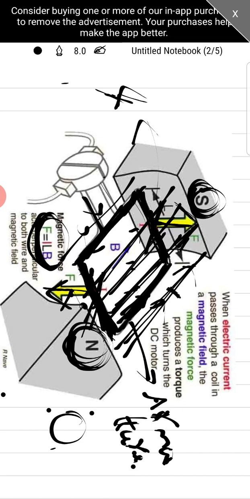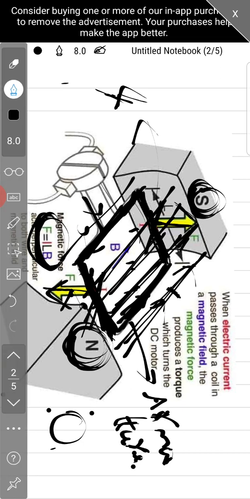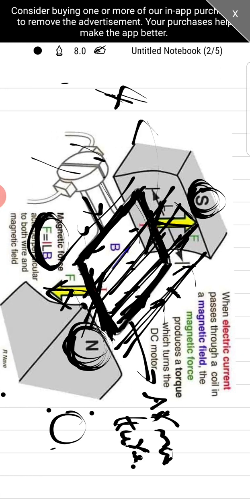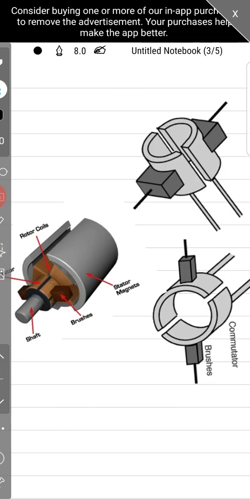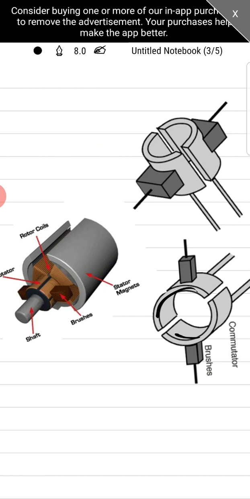Here we have one more important point, that is why we are going to use these rings here. These rings are called split rings. Why are we going to use these two split rings? Let us see. This is a very important point in the electric motor.